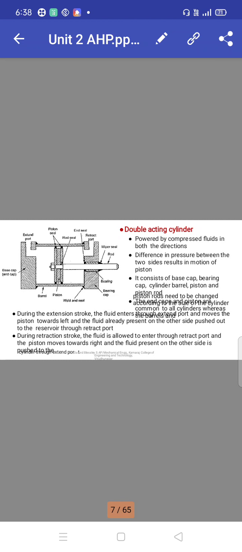During the extension stroke, the fluid enters through the port and moves the piston towards the left. The fluid already present on the other side is pushed out to the reservoir through the retract port. During the retraction stroke, the fluid is allowed to enter through the retract port and the piston moves towards the right, and the fluid present on the other side is pushed to the port.